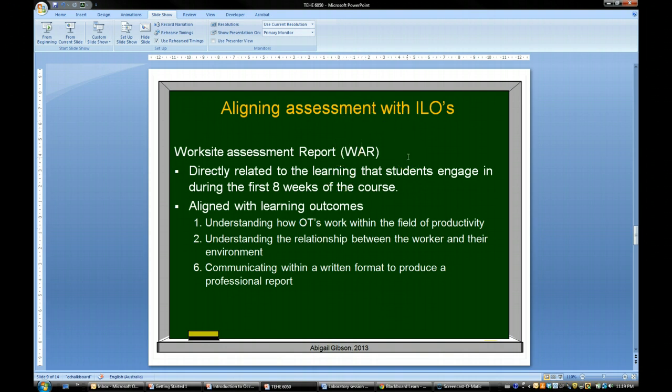How have I tried to align the assessment or the assessments with the intended learning outcomes? Well, an example is the workplace or the worksite assessment report. Now that directly relates to the learning that students engage in the first 8 weeks of the course, and particularly the first, second and the sixth competency. So understanding how OTs work within the field of productivity and the relationship between the worker, the occupation and their environment, and then being able to communicate within a written format.